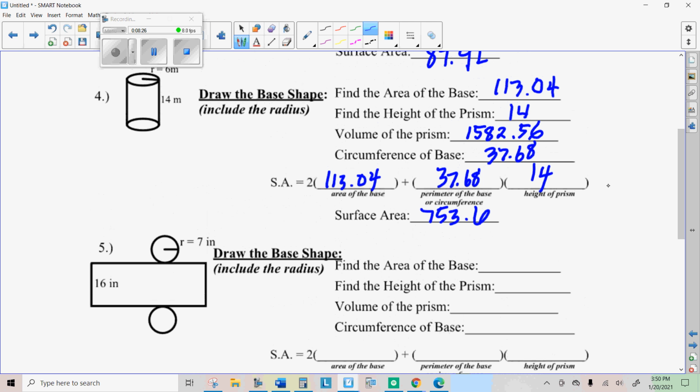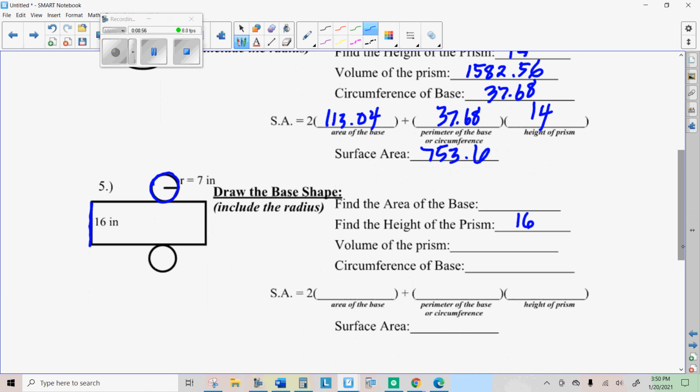All right, we can also do the same thing by looking at a flat pattern, a net. The area of the base is going to be the same. We're going to take 3.14 times 7 squared. The height of the prism on this net would be this blue line, so you can fill that in, 16. And the circumference of the base is just the circumference of the circle, which is diameter times pi, 14 times pi. So go ahead and fill those in, see if you get them right.